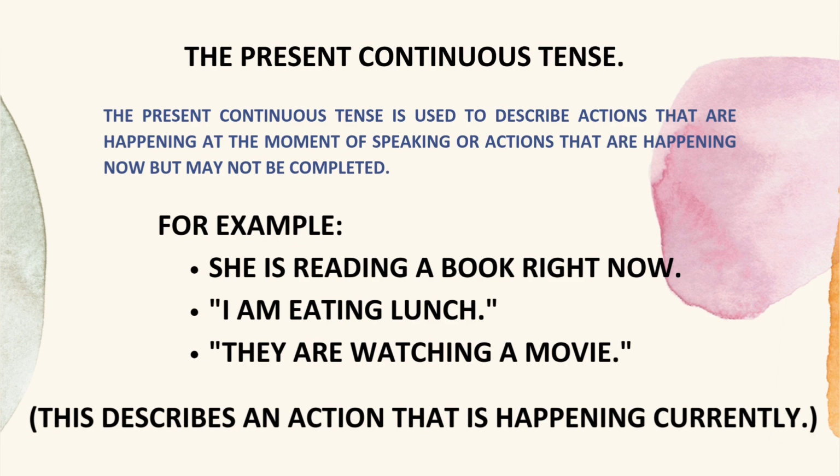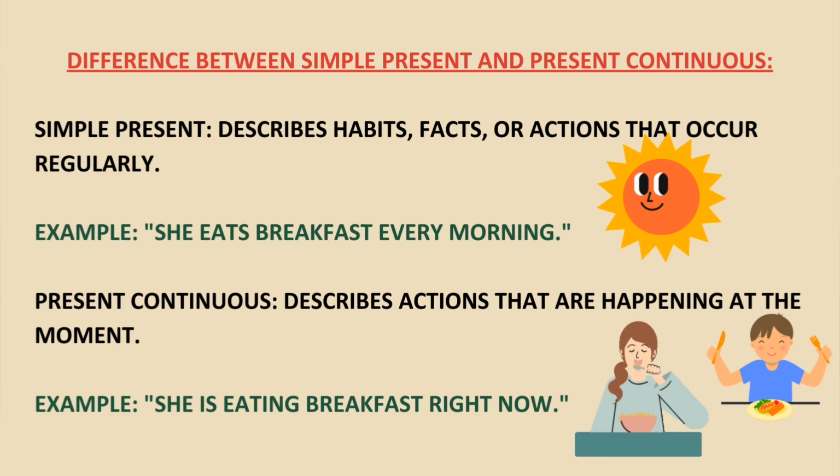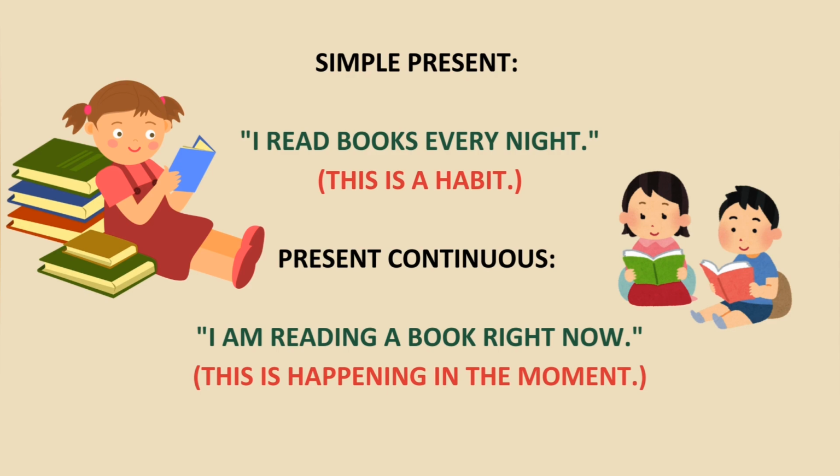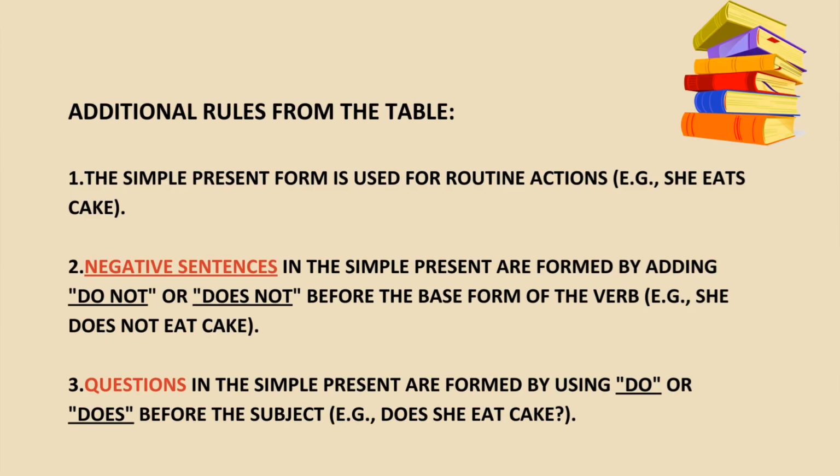All right, now let's compare these two tenses side by side. Here's how they differ. Simple present: I read books every night. This is a habit. Present continuous: I am reading a book right now. This is happening in the moment. Additional rules from the table. 1. The simple present form is used for routine actions, e.g., she eats cake.